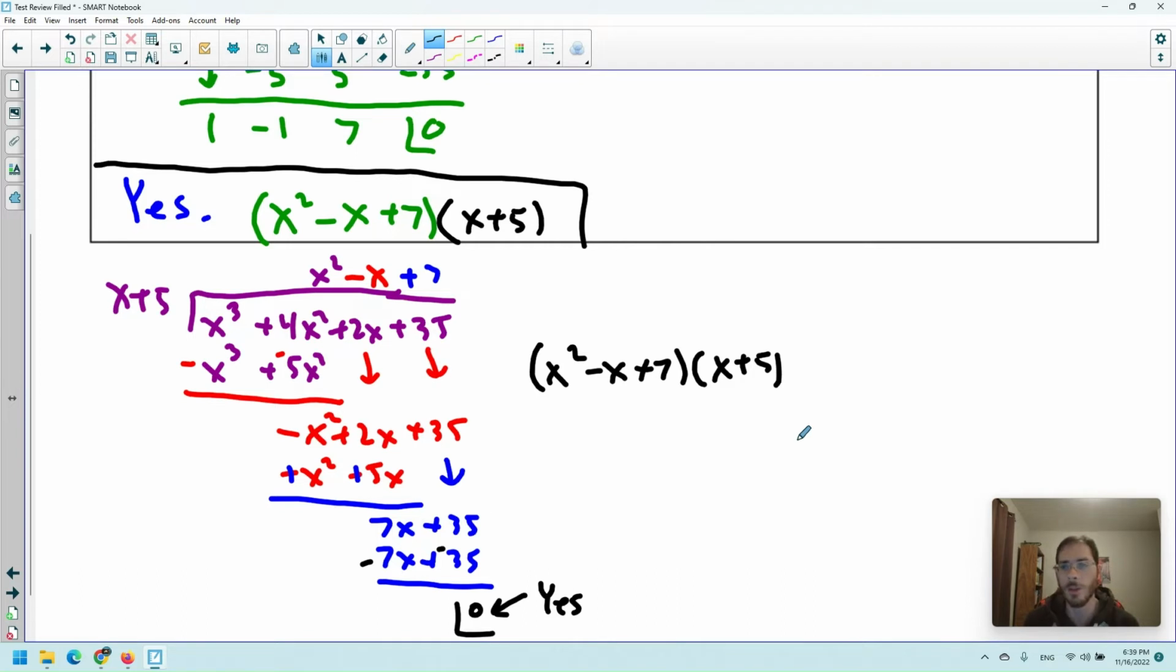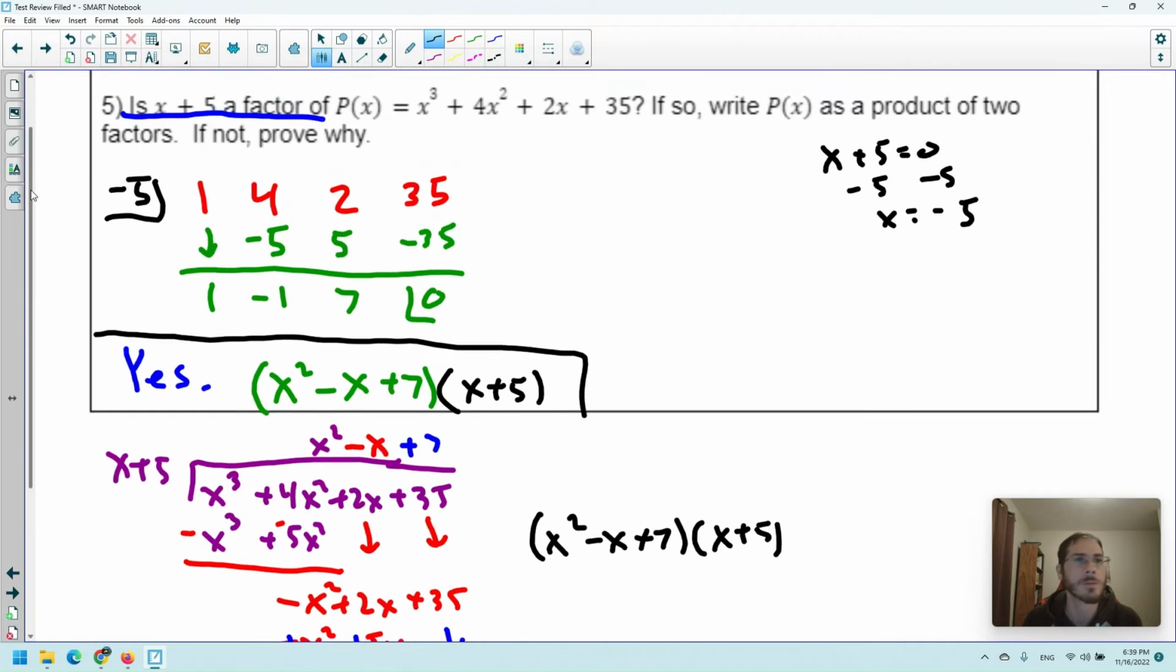Now, if you want, you could use the graph to check if x plus 5 was a factor, but then you're kind of stuck. You have to figure out what the other polynomial would be. So you may as well not do it with a graph on this one because it won't get you to the end.